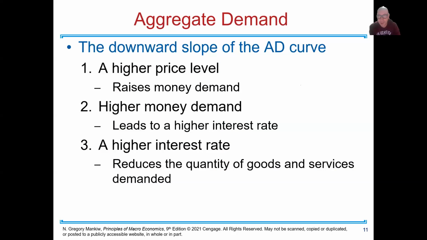As you know from our discussion in the previous chapter, the aggregate demand is downward sloping and to the right. Higher prices lead to higher money demanded. Higher money demanded leads to higher interest rates. Higher interest rates lead to a reduction of the quantity of goods and services demanded.